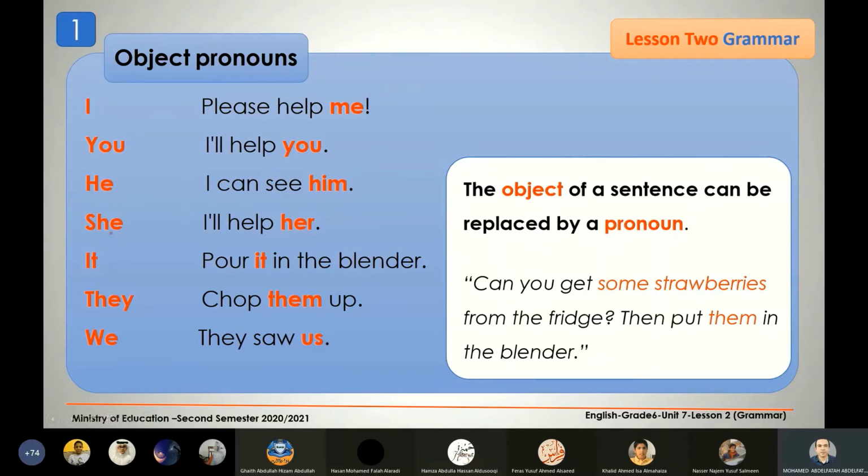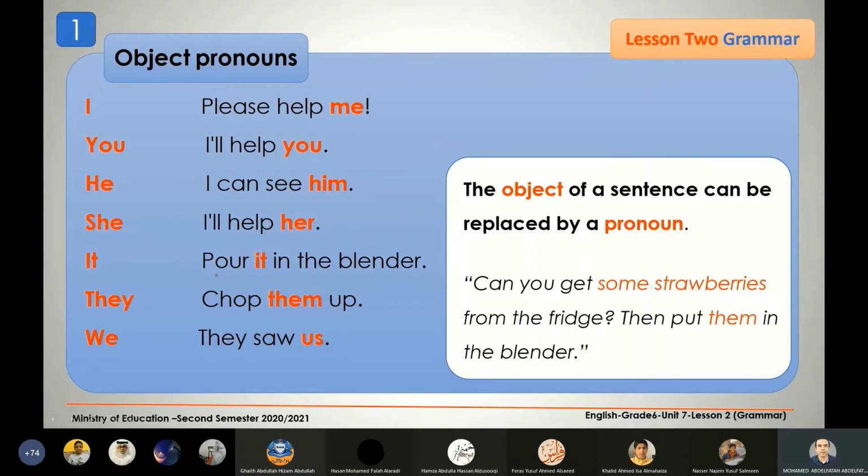She, like your mother, your sister, and so on. She is the subject pronoun, and we use her as an object pronoun. She, for example, I'll help she, or I'll help her? Her. Her, yeah, I help her. Why her, teacher? Because her is an object pronoun. Bravo. It is used for animals or singular animals and singular things.